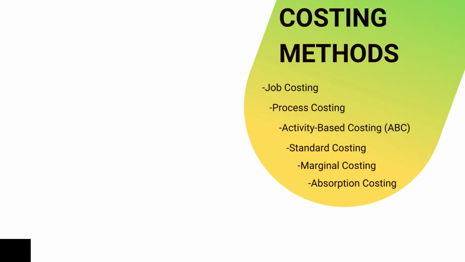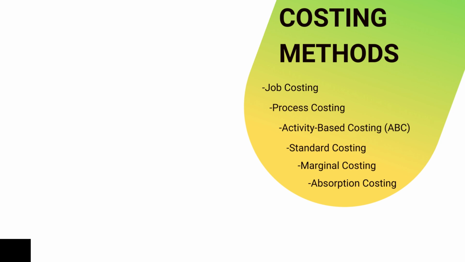Let's take a look at the next concept of costing, and that is costing methods. There are several methods that are used in costing in business. One is job costing, and this technique is used for unique projects or customized products. Each job is treated as a separate entity and costs are assigned accordingly. Then we have process costing, and this is suited for industries with continuous production. Costs are averaged over large quantities of similar items.